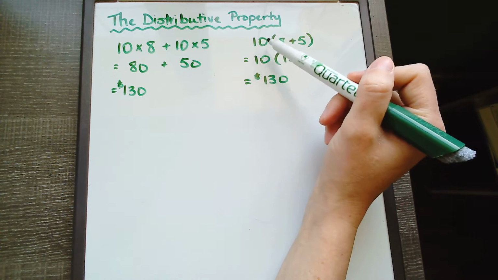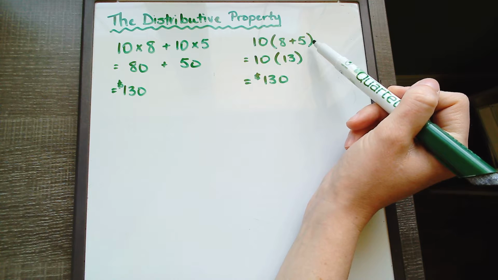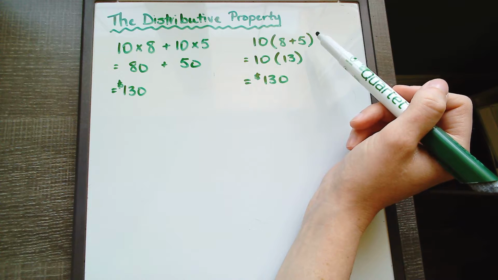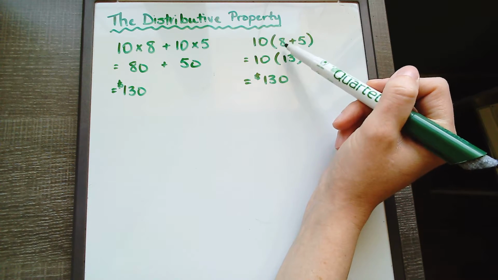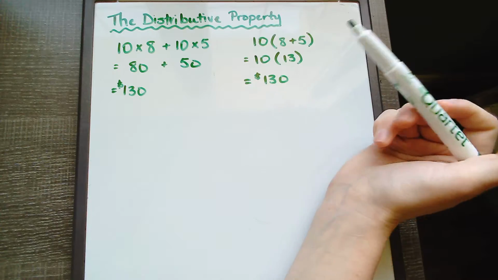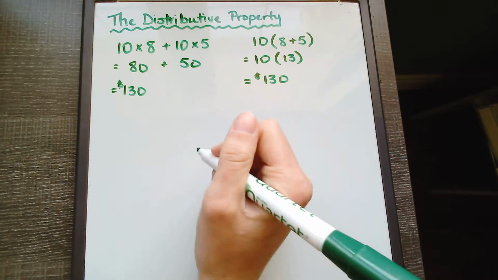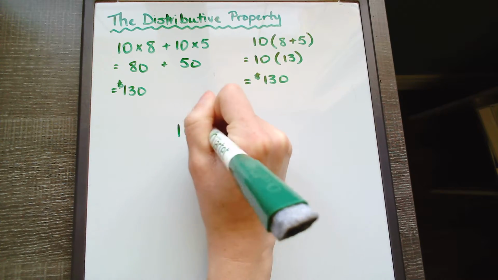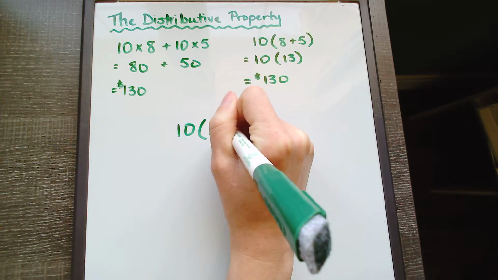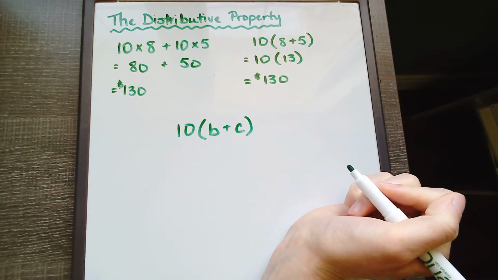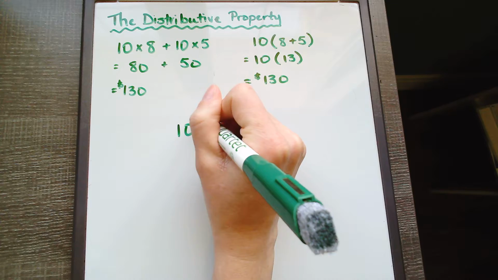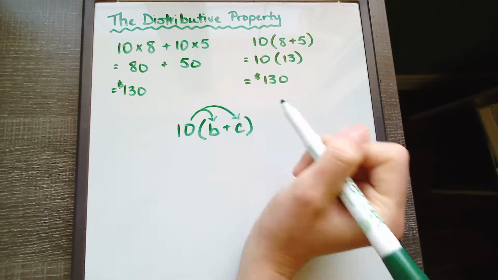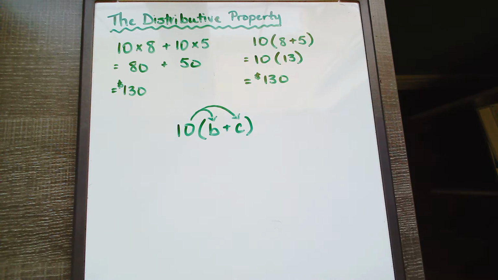So when I write this, this is actually what the distributive property looks like. If we were to change this into something more generic, where I didn't have numbers in there but letters instead, I could say that I have $10 times the number of bills I receive plus the number of checks. And what actually happens is this 10 gets multiplied both by the bills and by the checks to get our final answer.